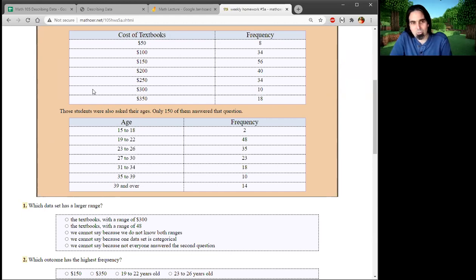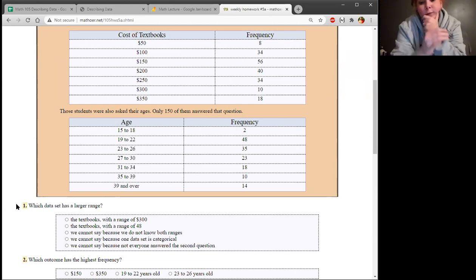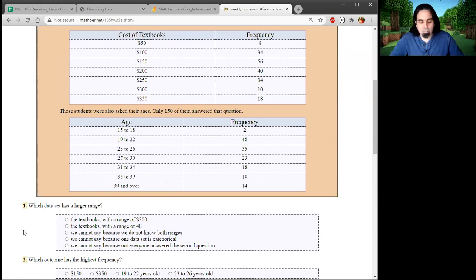Okay, we could get into an argument about if we can compare ages in dollars anyway. It's kind of a stupid question. But assuming the question isn't that stupid, then the textbooks will have a larger range. Okay, thank you. It is purposefully confusing. I'm glad you asked.